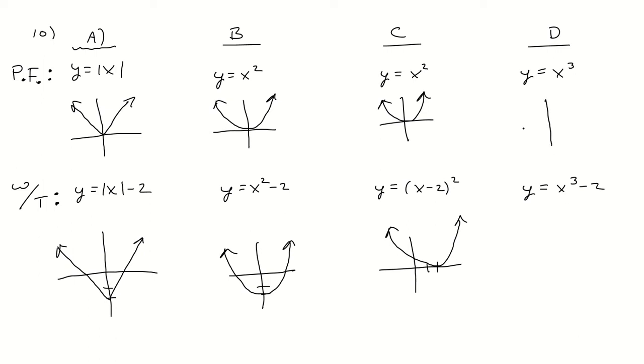And an x cubed is a snaking kind of graph, something like that. Which the -2 is on the outside of the cubing, so it's going to drop 2 units. And so the snake is going to turn at -2.